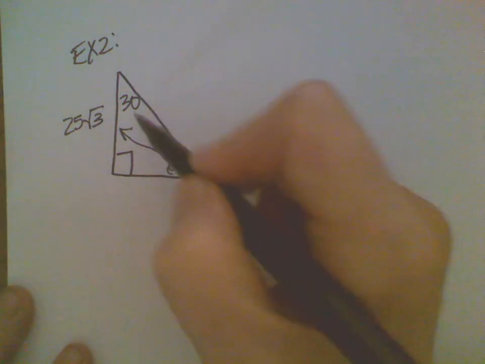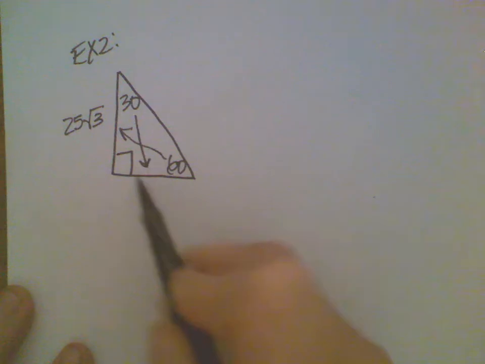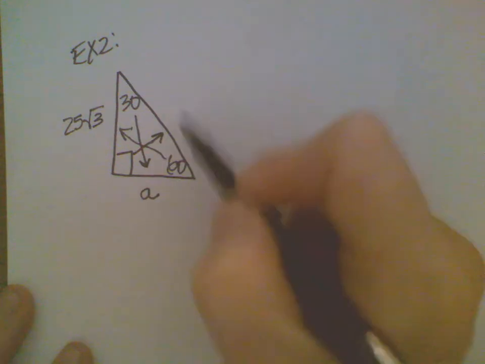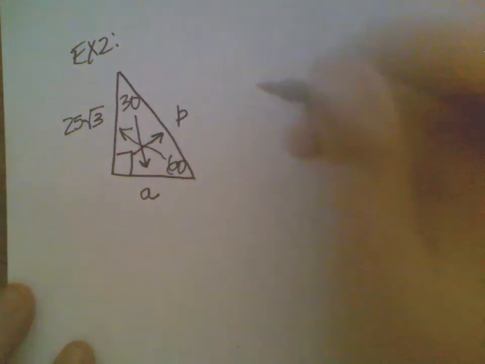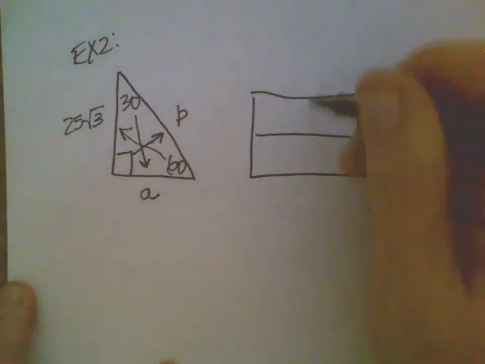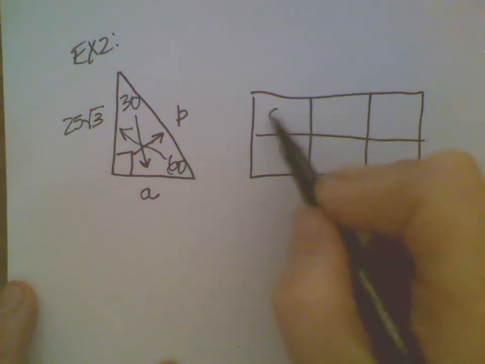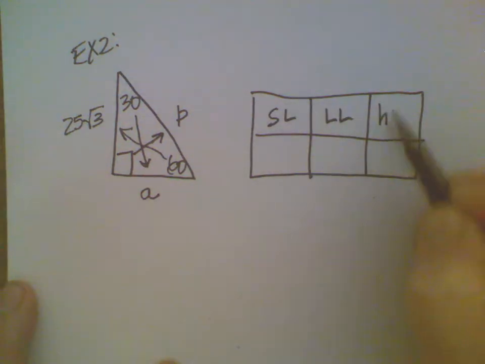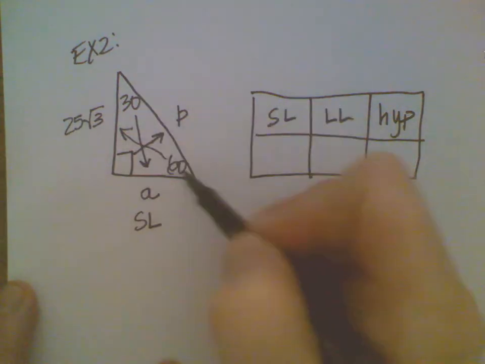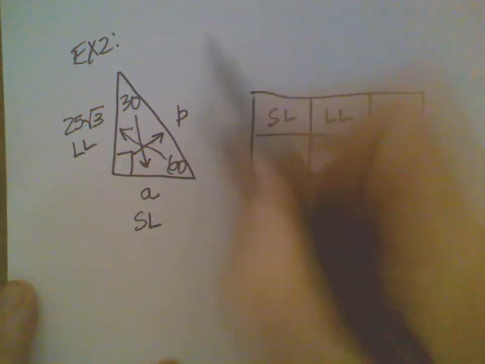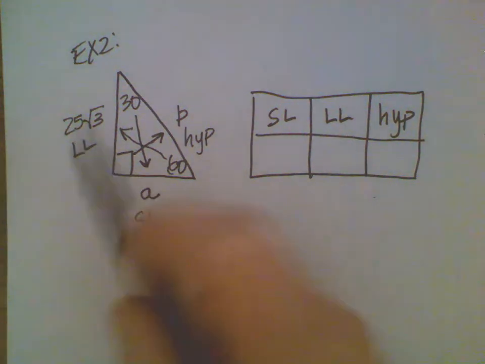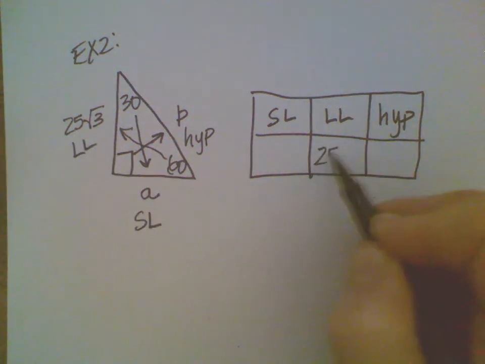And then across from the 30-degree angle is the short leg. Let's say that one's A. Across from the 90-degree angle is the hypotenuse. Let's say that one's B. And so then let's make my table again and fill in my information. I have a short leg, a long leg, a hypotenuse. Short leg across from the 30-degree angle, long leg across from the 60-degree angle, hypotenuse across from the 90-degree angle. So the one that was given was the long leg, 25 times the square root of 3.